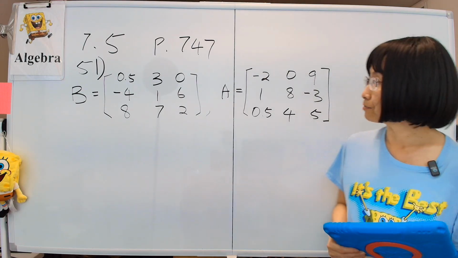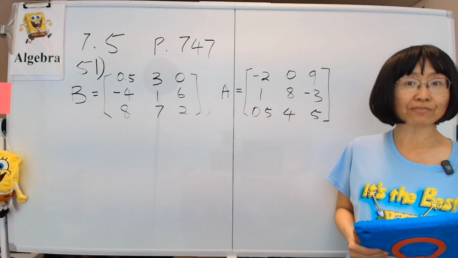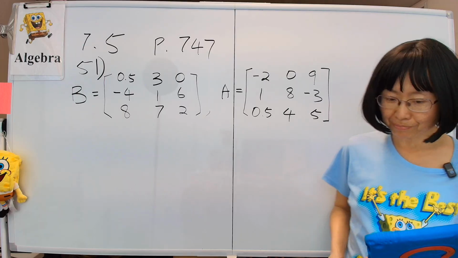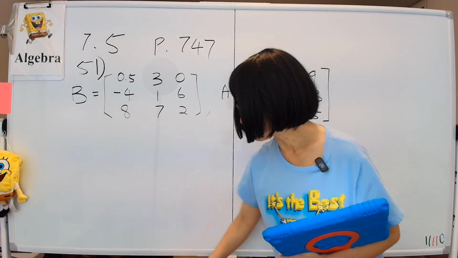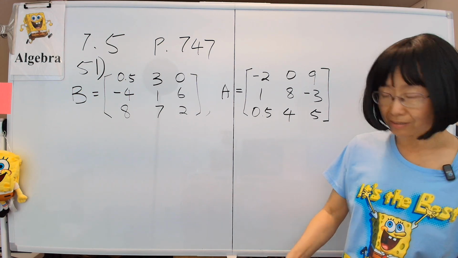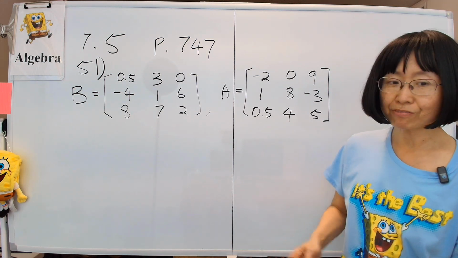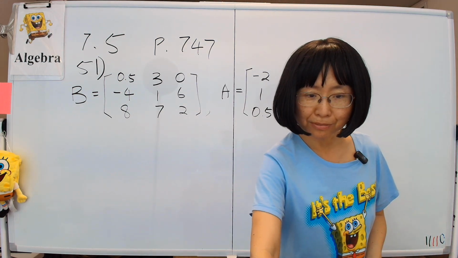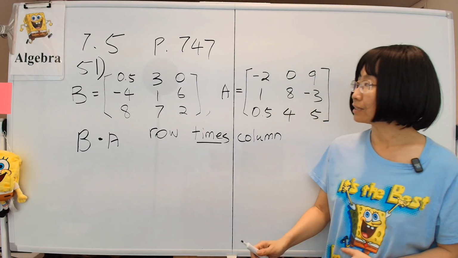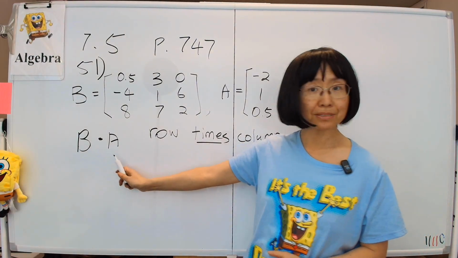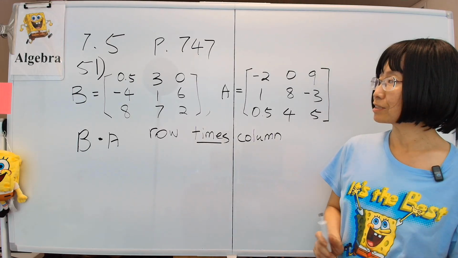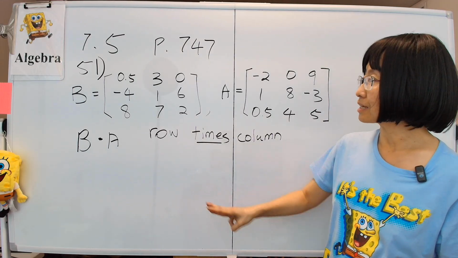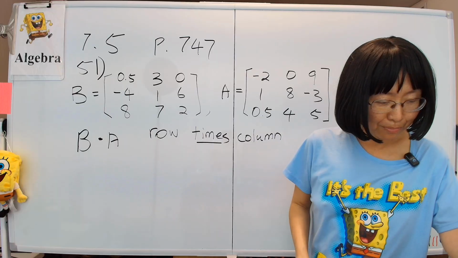So now that you're done with your homework, let's talk about problem 51, the most tedious problem in this section. Well, not the most, but one of the most. Let's do this by following the principle. I forgot to write down the principle. So here we're trying to calculate the matrix B times A, and to do that we're going to follow the row times column principle.